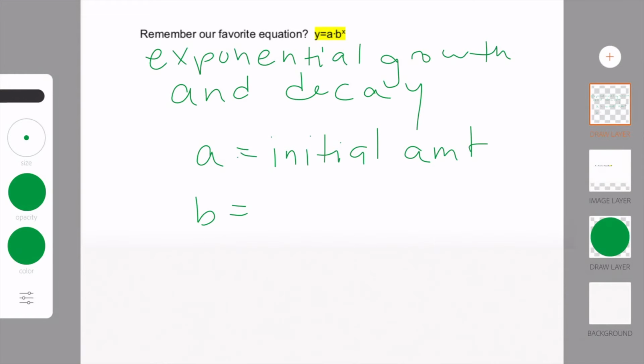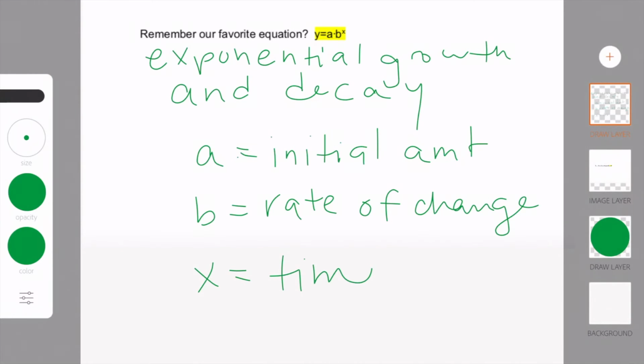b is that rate of change, right? And if you remember exponential growth, it'll be 1 point a number, whatever that percentage increase is. And then x equals time.